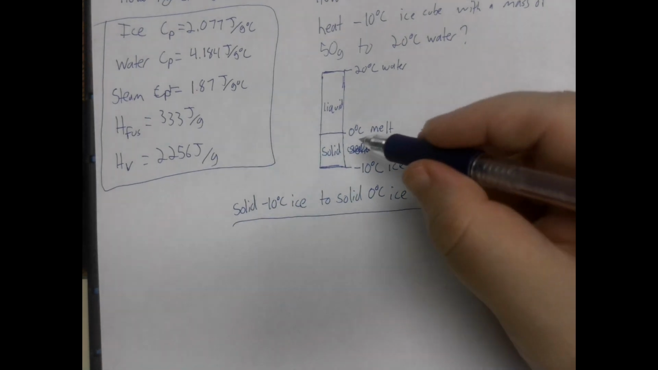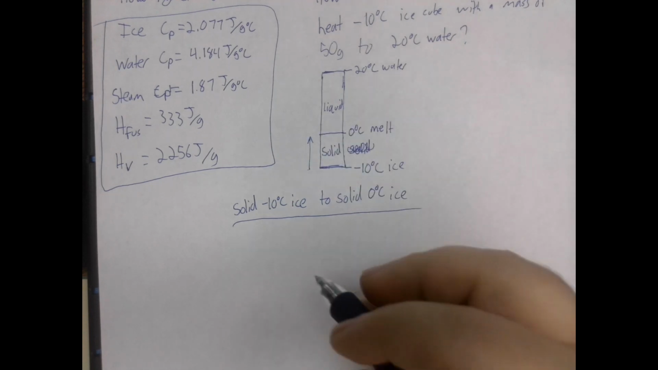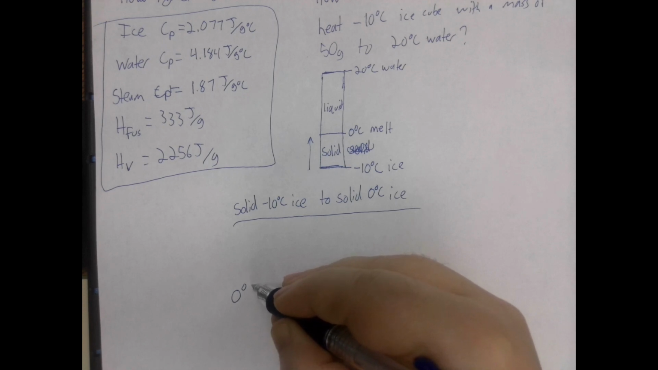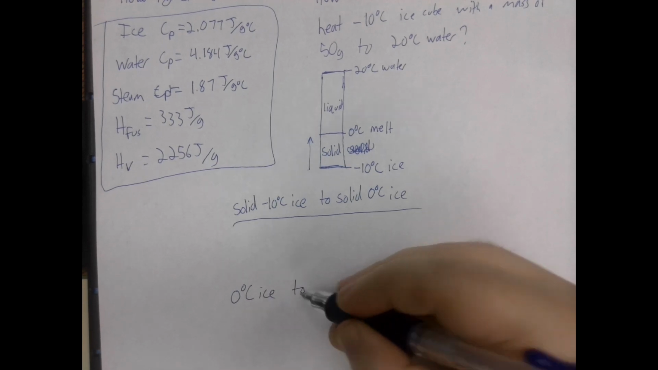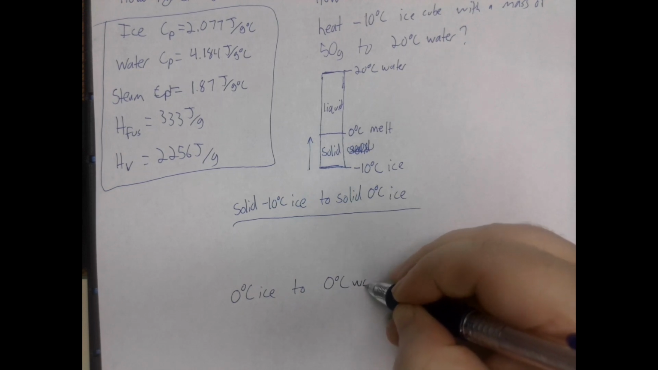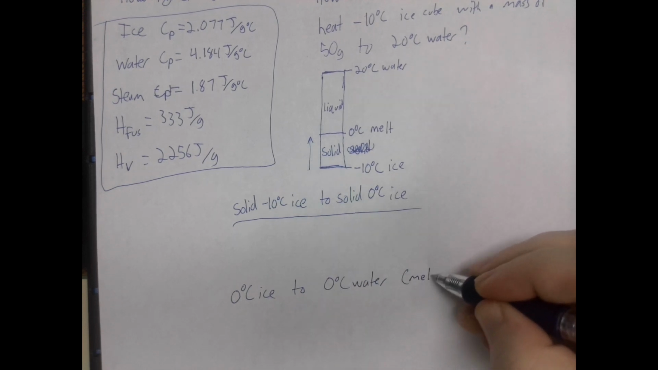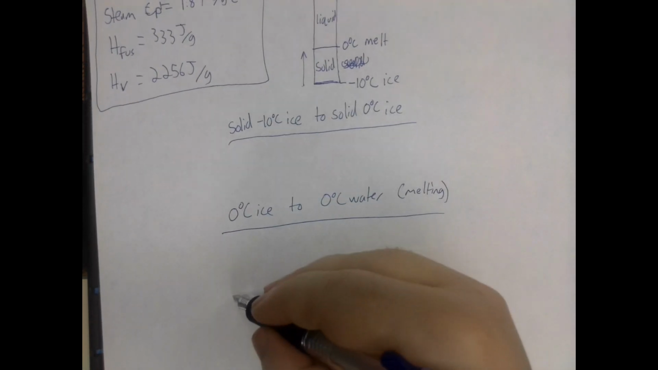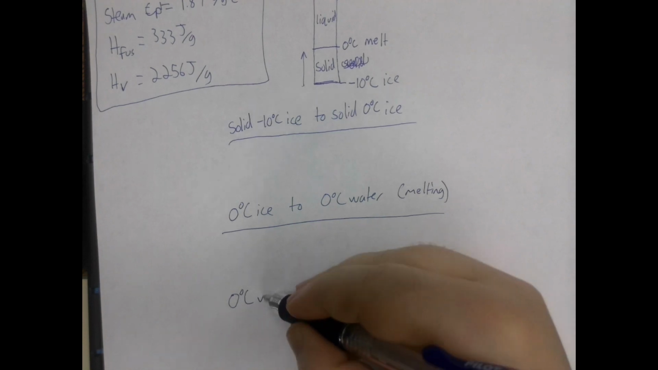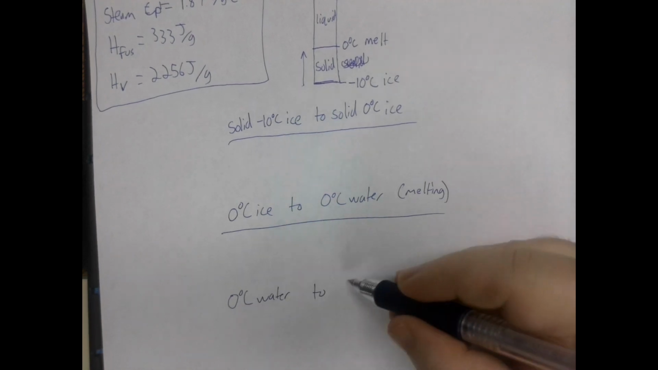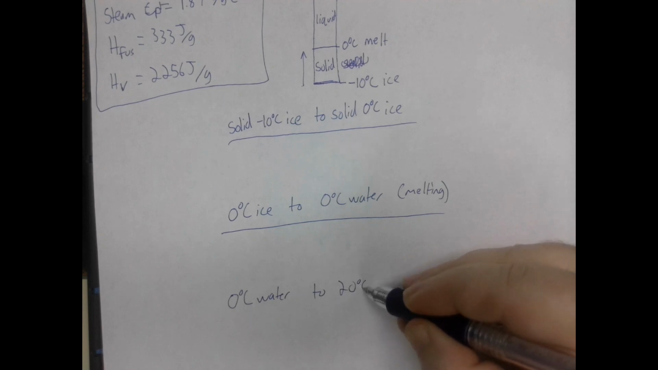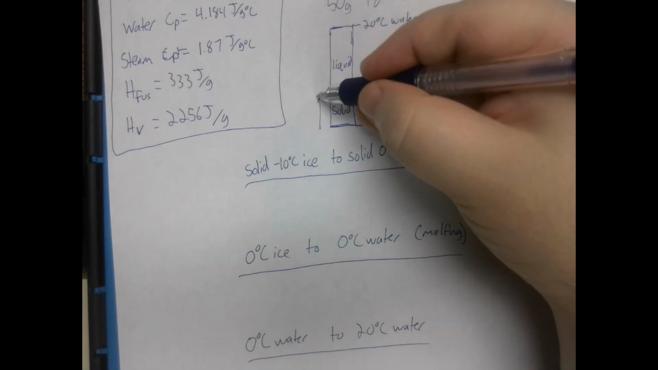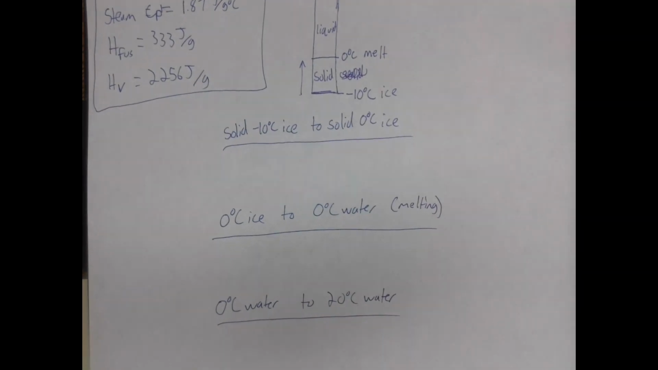From there, once we go up to here, we're then going to convert between 0 degrees Celsius ice to 0 degrees Celsius water. This would be the melting phase. From there, we're going to increase from 0 degrees Celsius water to 20 degrees Celsius water. What we end up with is 3 equations.